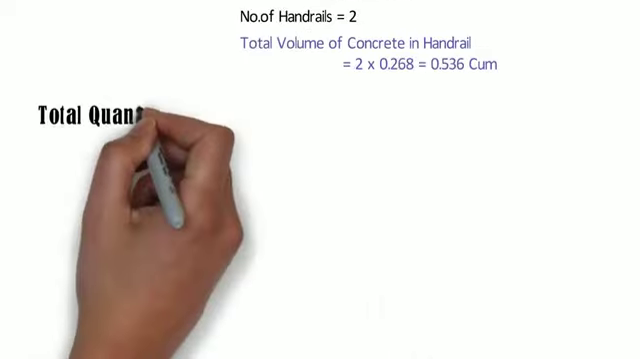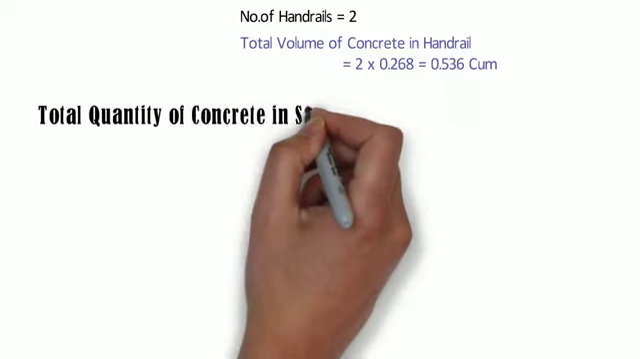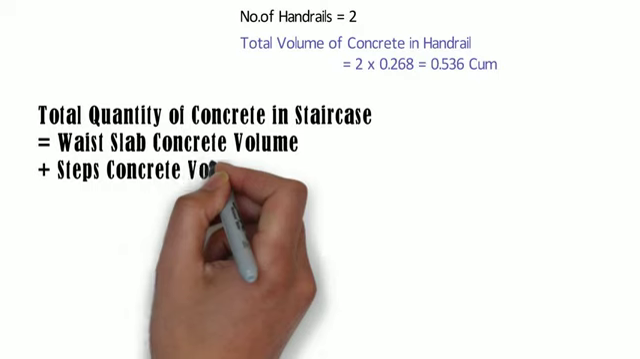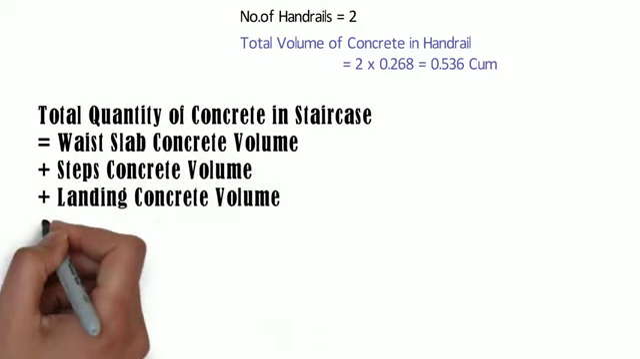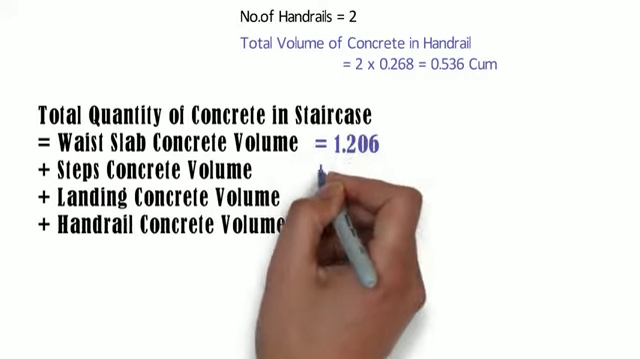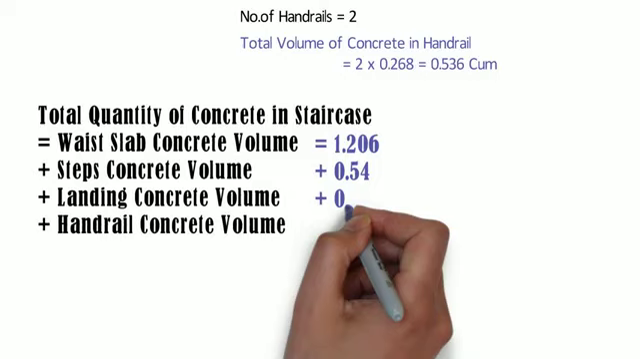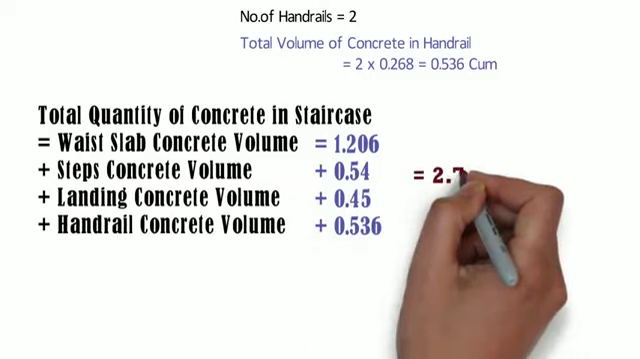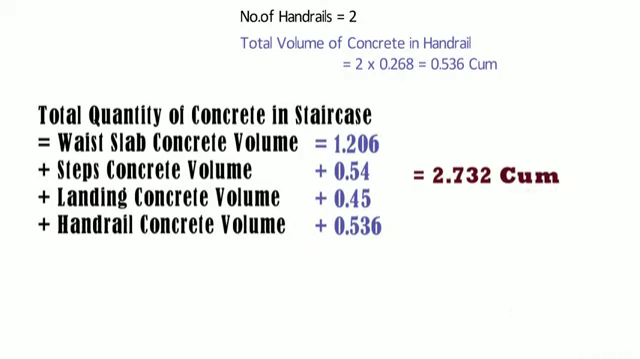Now total concrete required for construction of above staircase is equal to waist slab concrete volume plus steps concrete volume plus landing concrete volume plus handrail concrete volume. It means 1.206 plus 0.54 plus 0.45 plus 0.536 is equal to 2.732 cubic meter. So total volume of concrete in staircase is equal to 2.732 cubic meter.